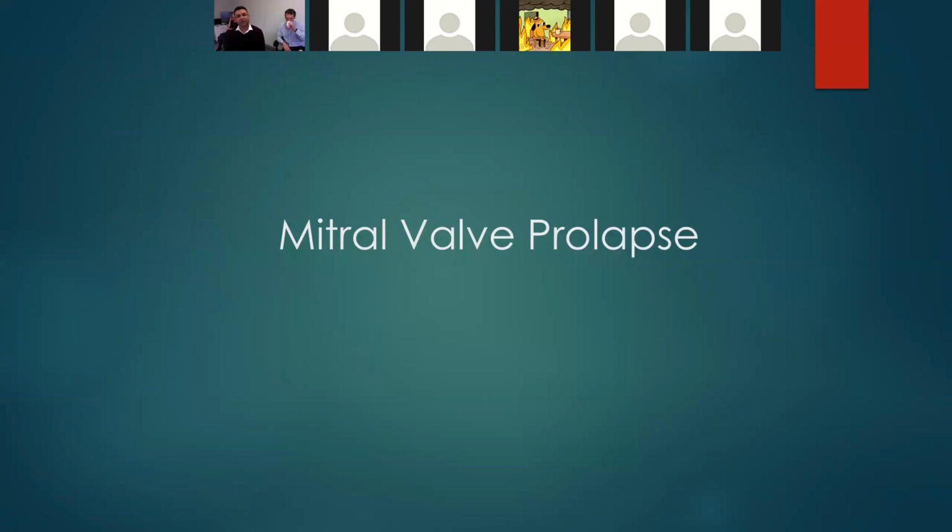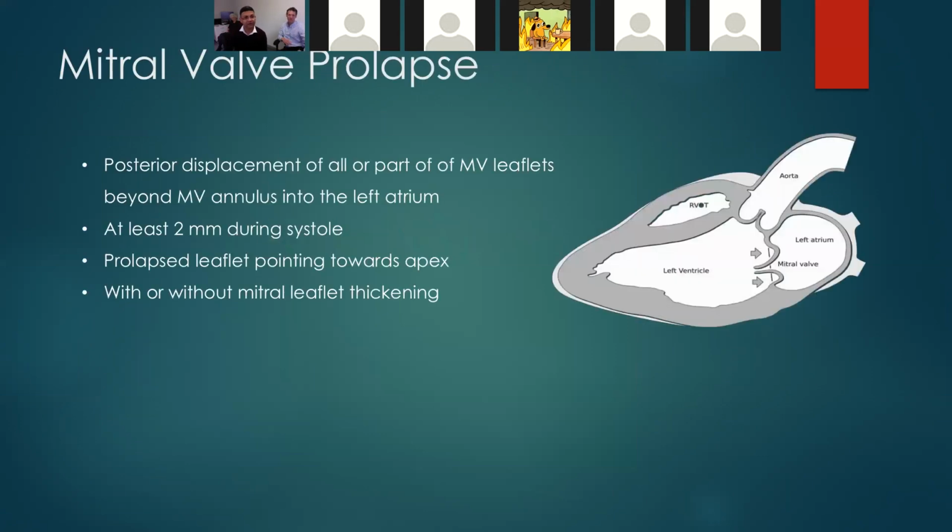Okay, now let's talk about mitral valve prolapse as such. So, in this image, you can see there's a posterior displacement beyond the mitral annulus of at least 2 millimeters, and the leaflet tips should be pointing towards the apex. There may or may not be mitral valve thickening. So these 4 points are important: posterior displacement of more than 2 millimeters, tips pointing towards the apex, and there could be mitral valve thickening.